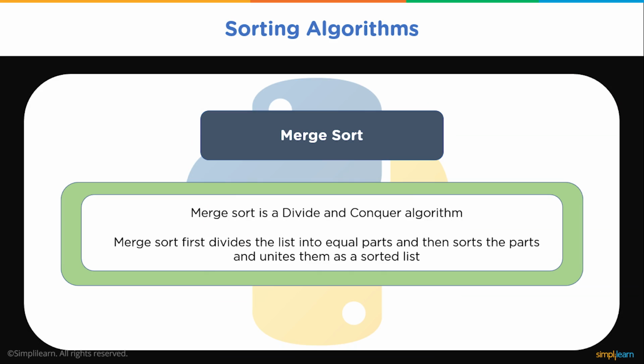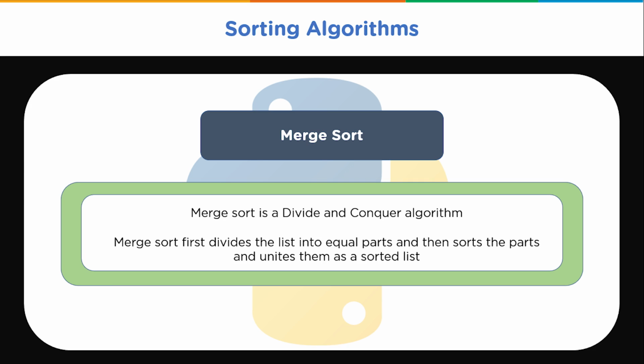So now let's discuss another sorting algorithm called merge sort. Now merge sort is a divide and conquer algorithm. So basically in merge sort, you first divide the list into equal parts and then sort the parts and unite them as a sorted list. So basically you split the list into halves and then keep halving them, reducing each half till there is a single element in each half, and then you start merging them back in a sorted fashion.